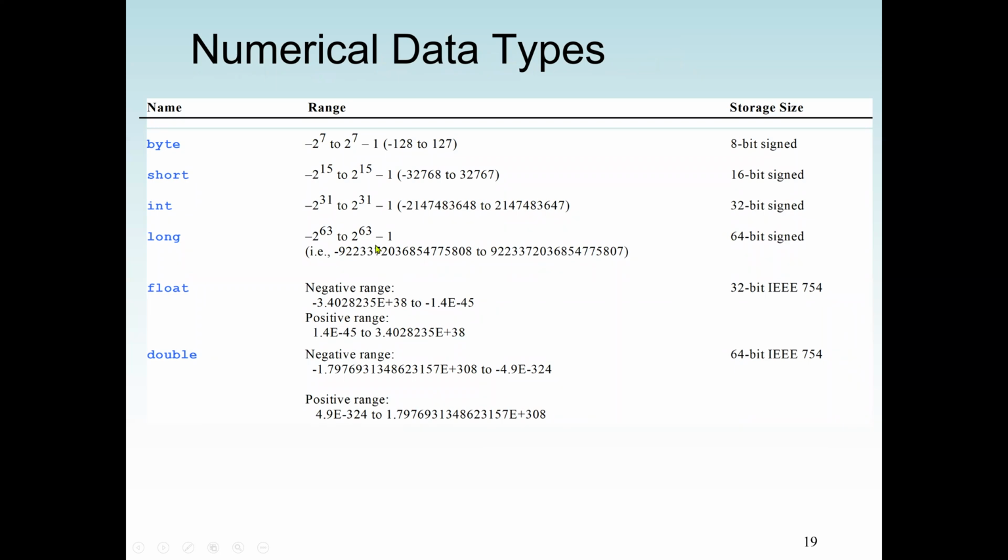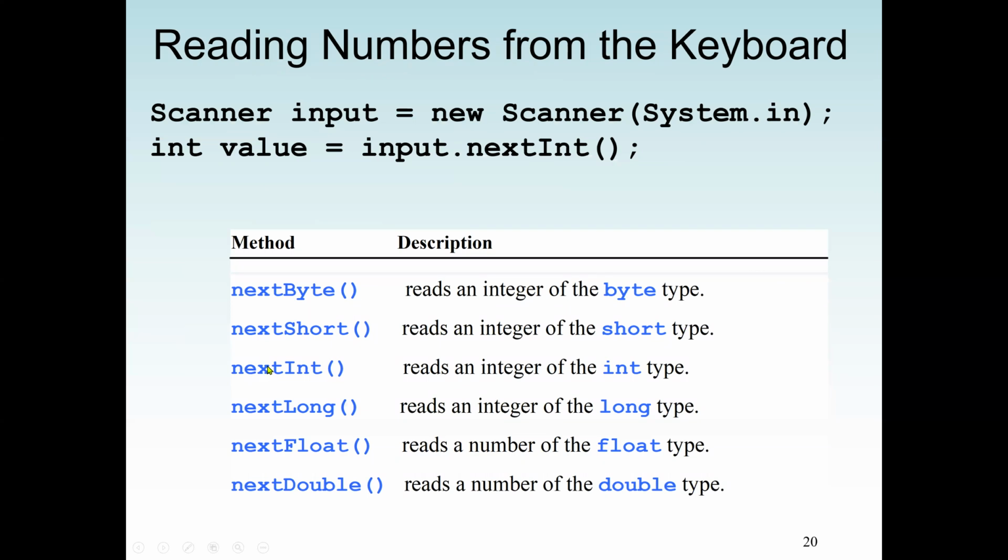So these are some of the typical numerical data types in Java. We start with the byte, which has a range of -2 to the power 7 to 2 to the power 7. Then we have short, int, long, float, and double. In future lectures, we're going to learn how to use different data types in Java.